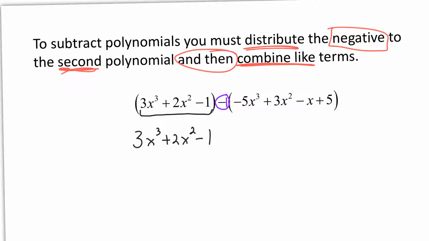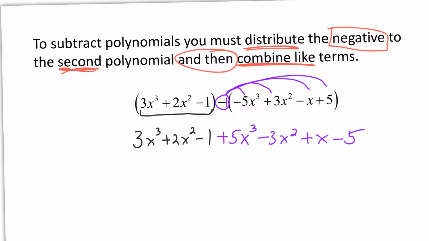So you are multiplying a negative 1 times a negative 5x cubed. That's a positive 5x cubed. You just multiply the numbers. You keep the same variable with the same exponent. A negative 1 times a positive 3x squared, that's a negative 3x squared. A negative 1 times a negative x, that's a positive x. And a negative 1 times a positive 5, that is a negative 5. So you guys distribute the negative first, and then you guys combine like terms.